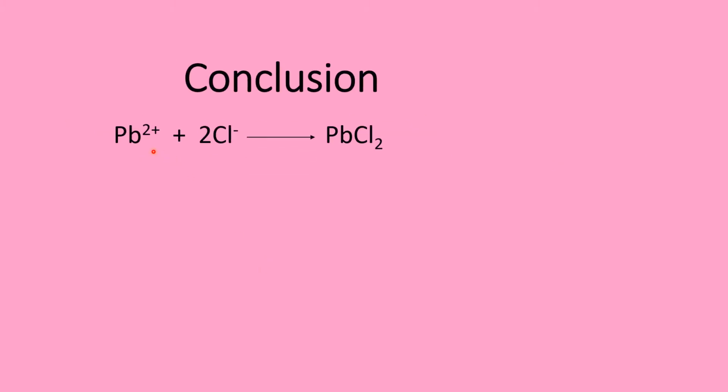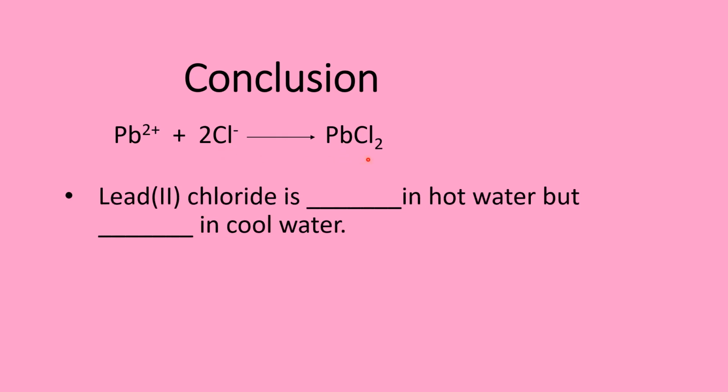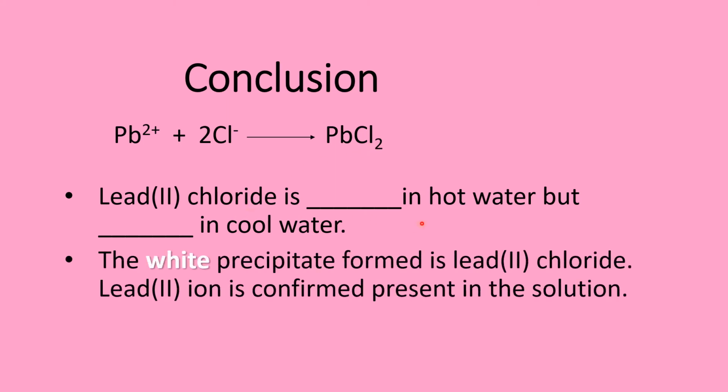Conclusion: when Pb2 plus reacts with the chloride ion, it will give you lead chloride, so it gives you an insoluble salt. Lead-2 chloride is soluble in hot water but insoluble in cool water. The white precipitate formed is lead-2 chloride. Lead-2 ion is confirmed present in the solution.